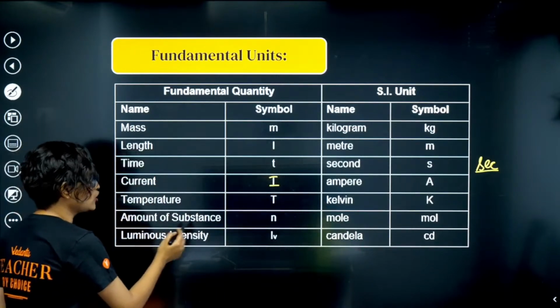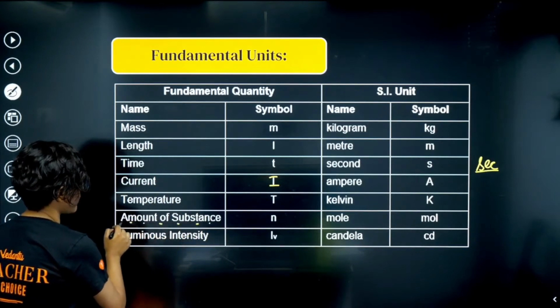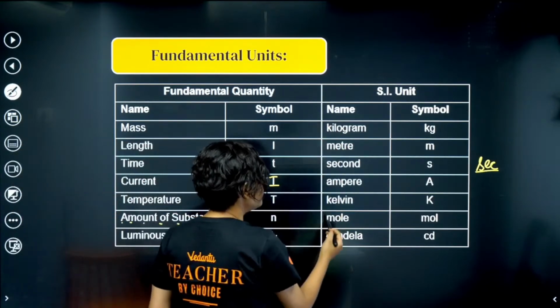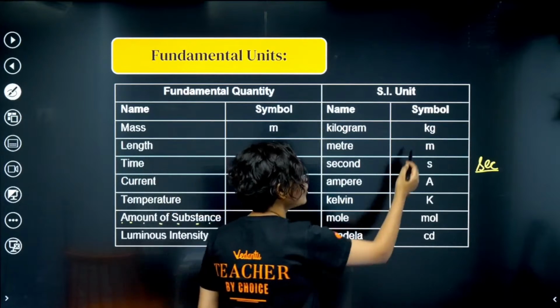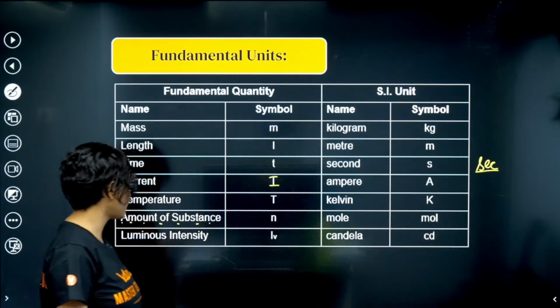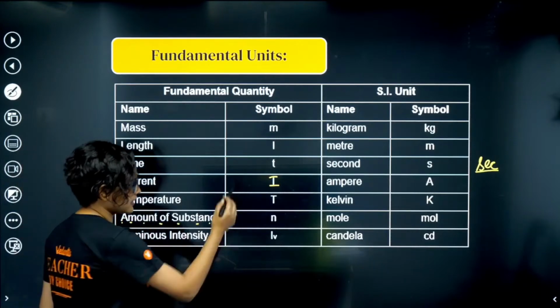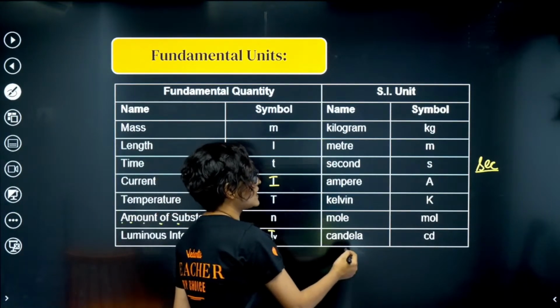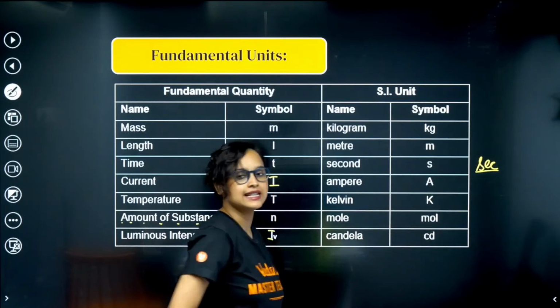Okay. Amount of substance. This is what the whole chapter is about. Amount of substance, symbol is n. Name of the SI unit is mole, M-O-L-E, and symbol is mol. Alright. Luminous intensity. Symbol is capital I, V. Name of the SI unit is candela and symbol is cd.